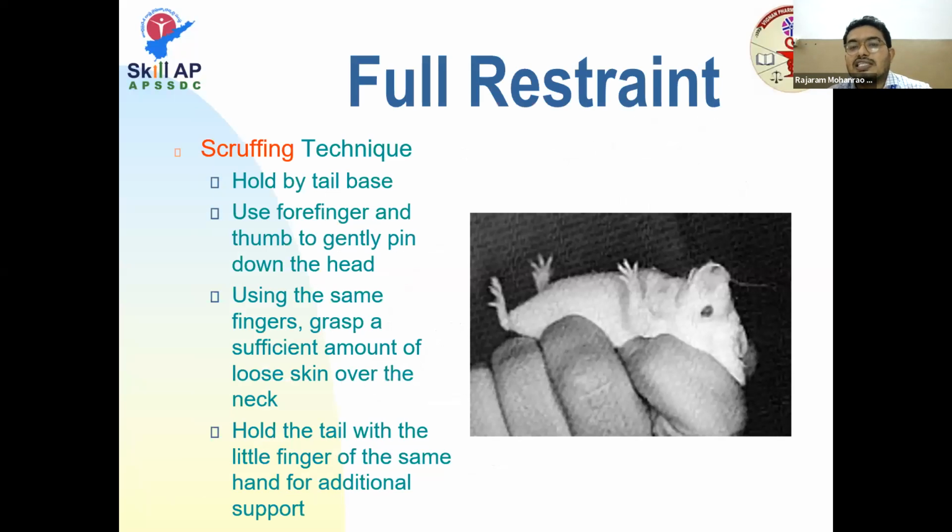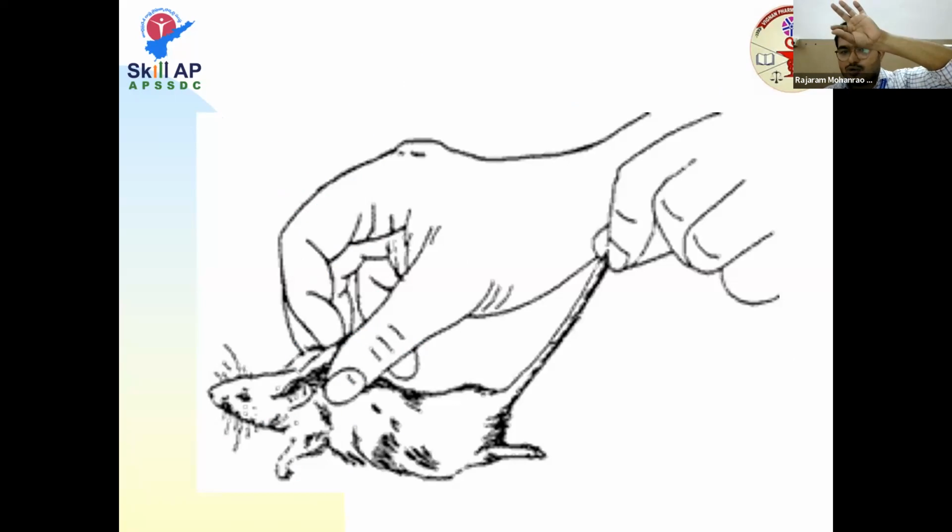Next, that is one approach. This is another approach. It is full restraint, whereas here, only here will be holding, just touching the animal in this manner. Whereas here, complete skin will be held. Here, these two fingers will be working, just touching the things. See, you are just holding here.